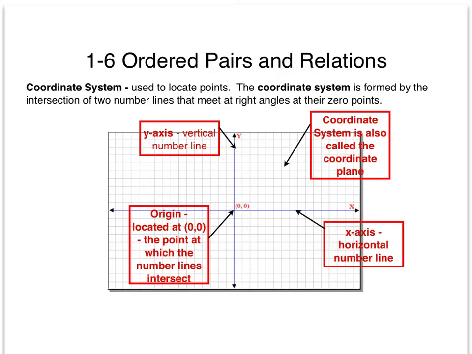The coordinate system is used to locate points. It is formed by the intersection of two number lines that meet at right angles at their 0 points. Those number lines are the y-axis, which runs vertically, and the x-axis, which runs horizontally.